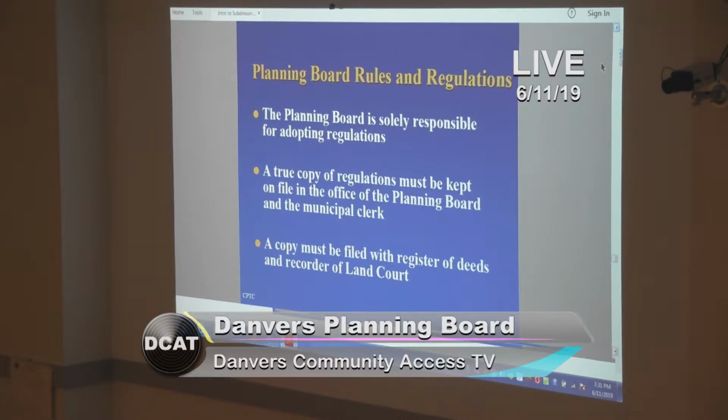So rules and regulations don't require town meeting action, but they require a public hearing. You want to make sure, if you ever do update them, to file them with the clerk. And this is something that's easy to overlook with the land court as well.